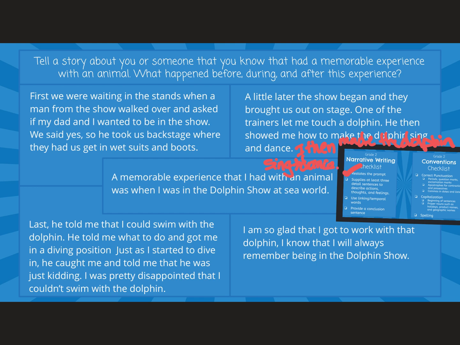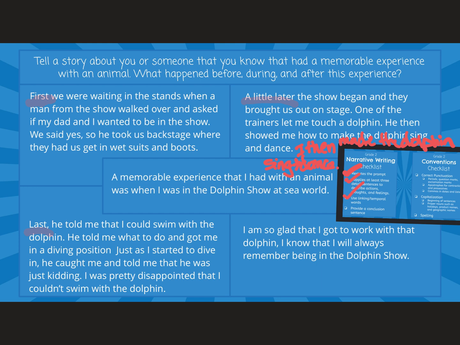Perfect. Okay, so I've got my 3 details. Use linking or temporal words. I'm going to look at the front of each of my boxes and check to see that I do have that. So here I have first, a little later, and last. Excellent. I do not have any in my topic or conclusion sentence, which is fine, although having one in your conclusion sentence is often a good idea.